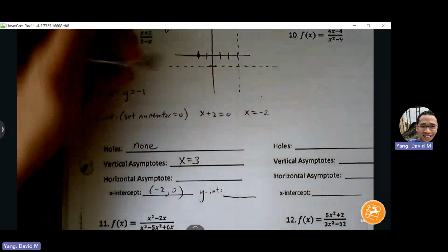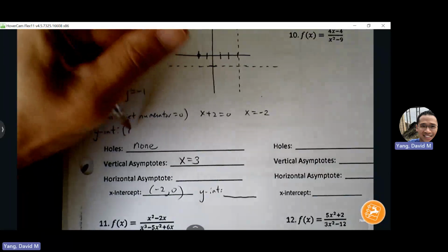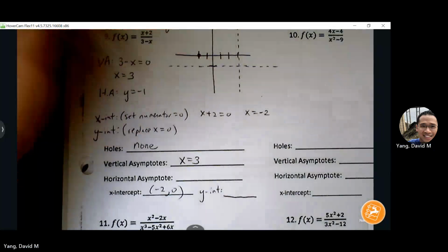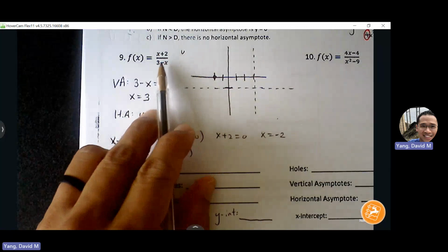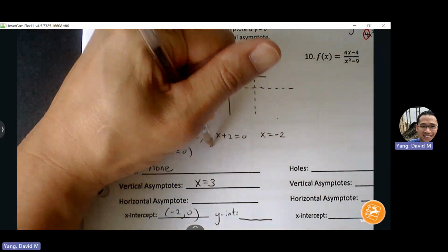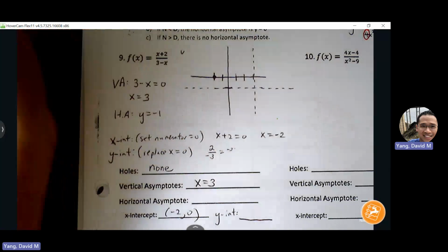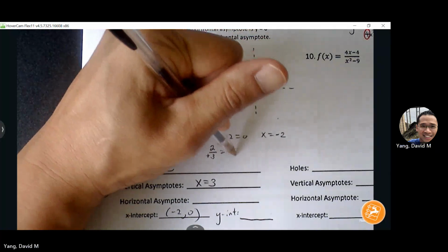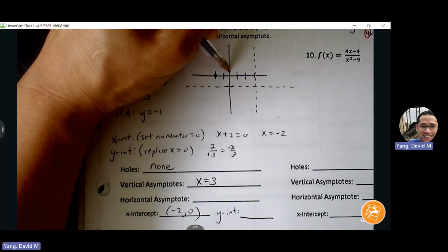And then what about my y-intercept? All I do is replace all my x's with 0 and see what comes of that. So every x, if I replace with 0, I get 0 plus 2 over 3 minus 0. I get 2 over -3, which is -2/3. I'm sorry, 2 over 3. 2 over 3 is positive 2/3. So I know somewhere along that y-axis, I'm just going to make it close to the origin there.